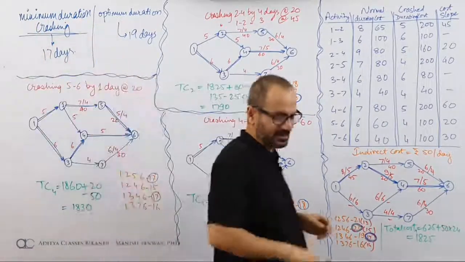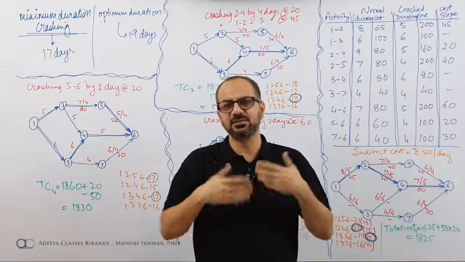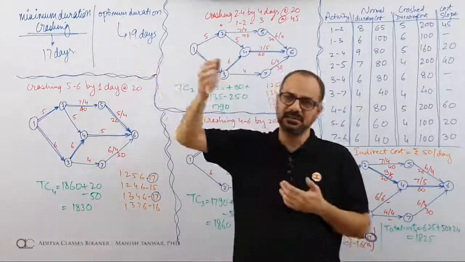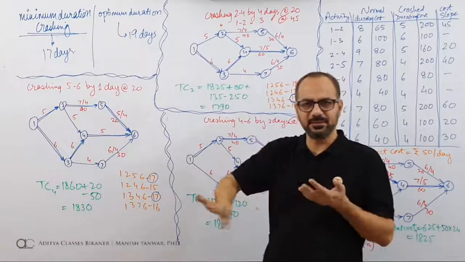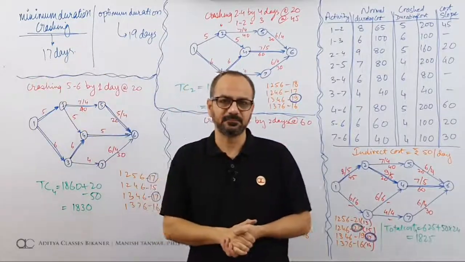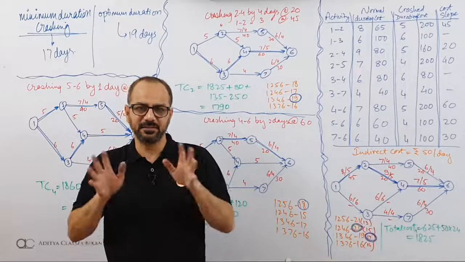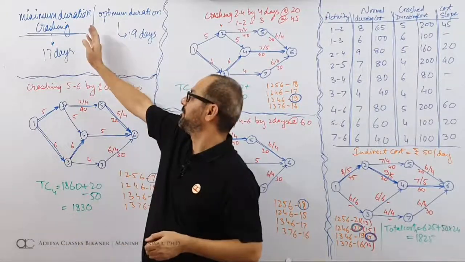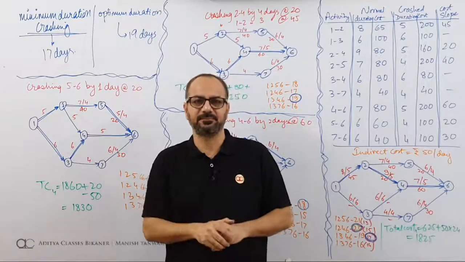Why was optimum duration 19 days? Because if I was trying to go further than 19 days, my cost was increasing. If I was trying to come from 19 to 18, my cost was increasing. That's why I stopped at 19. But this time cost is irrelevant. We are not talking of cost, we are talking of minimum duration, 17 days. So these were two broad categories, two broad methods of crashing. Two different methods of crashing, two different approaches to crashing. One approach was minimum duration, another was optimum duration. In optimum duration, cost is minimum.